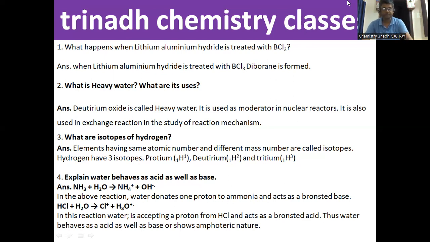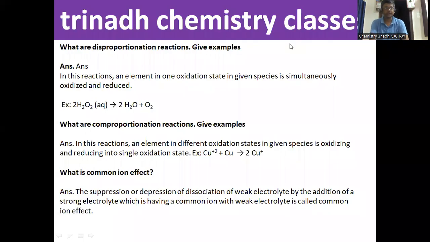Next one is, what are disproportionation reactions? The reactions in which an element in one oxidation state in a given species is simultaneously oxidized and reduced. If you observe H2O2, the oxygen is in the -1 oxidation state. It is oxidizing to the 0 oxidation state in O2 and reducing to -2 in H2O. So the element in the -1 oxidation state itself is oxidizing as well as reducing.